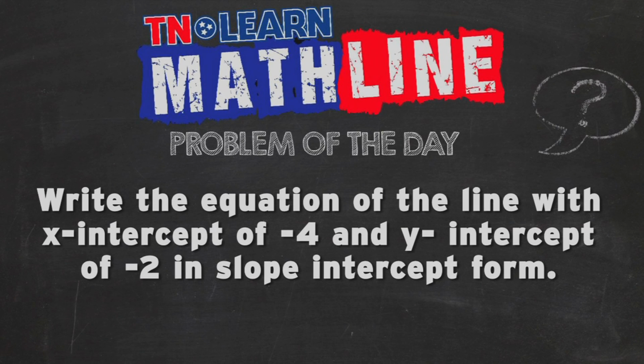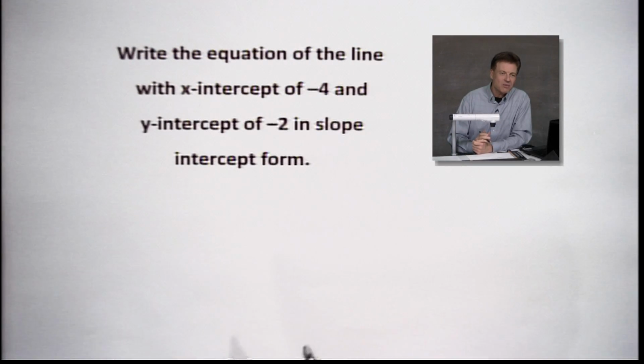Let's write the equation of the line with the x-intercept of -4 and the y-intercept of -2 in slope-intercept form. Again, write the equation of the line with the x-intercept of -4 and the y-intercept of -2, all in slope-intercept form. That's a mouthful, all those intercepts. Well, let's see what's going on with this problem, all right?